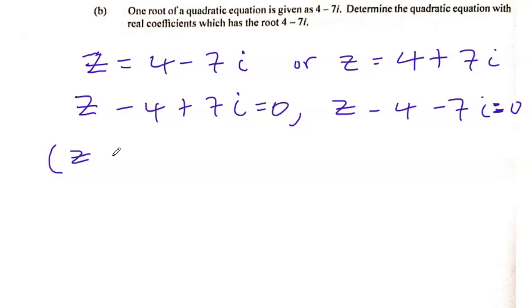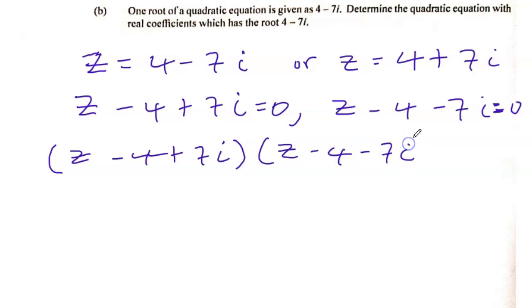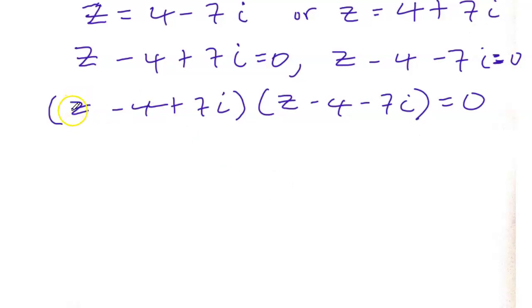Which means that z minus 4 plus 7i, into z minus 4 minus 7i, should be equal to 0. Alright, since either of those expressions is 0, then the product must be equal to 0. Let's do the expansion. So let's take the z and expand to all 3 terms in the second bracket.